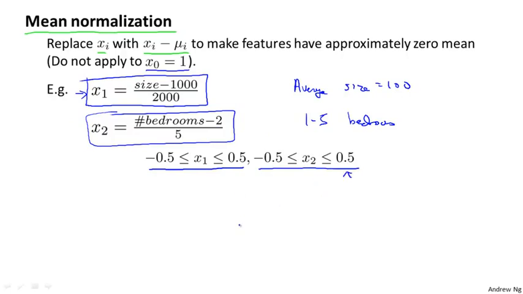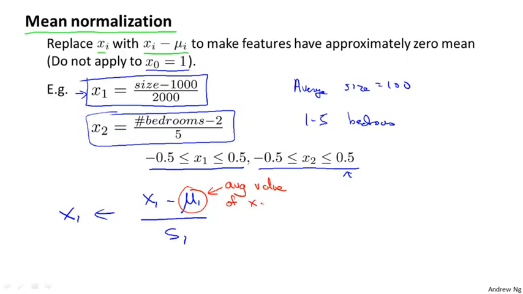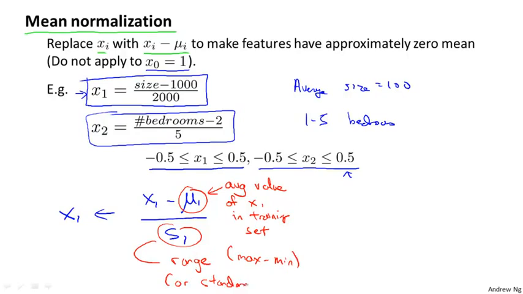And the more general rule is that you might take a feature x1 and replace it with x1 minus mu1 over s1, where mu1 is the average value of x1 in the training set, and s1 is the range of values of that feature. And by range I mean the maximum value minus the minimum value. Or for those of you that know what the standard deviation of a variable is, setting s1 to be the standard deviation of the variable would be fine too. But taking max minus min would be fine.